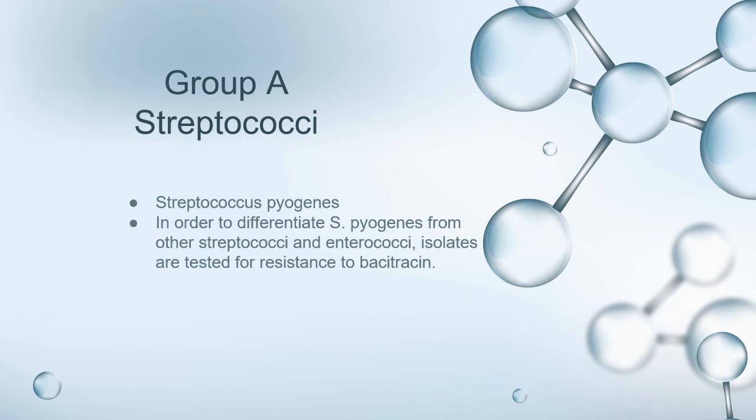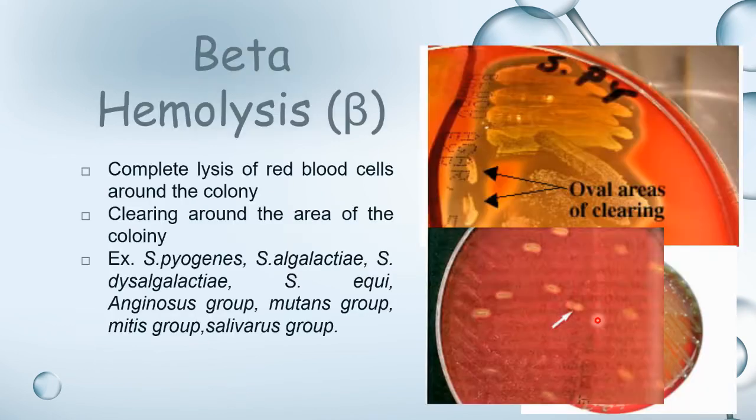You have the group A streptococci. Okay, let's discuss yung eto muna. Ang example ng mga may beta hemolysis, you have your S. pyogenes, S. agalactiae, S. dysgalactiae, S. equi, anginosus group, mutans group, mitis group, salivarius group. They show variability, kaya possible beta hemolysis din ang show nila. So, let's discuss further yung different groups.